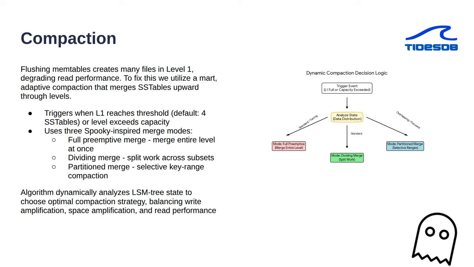To fix this, we utilize a smart adaptive compaction that merges SS tables upwards through levels. Compactions are normally triggered when L1 reaches its default threshold of 4, or when the level exceeds its capacity. Each level exponentially grows. So let's say the mem table is 64 megabytes, level 1 is going to be 640 megabytes, level 2 6.4 gigabytes, etc. Each level grows exponentially with a default of 10x.